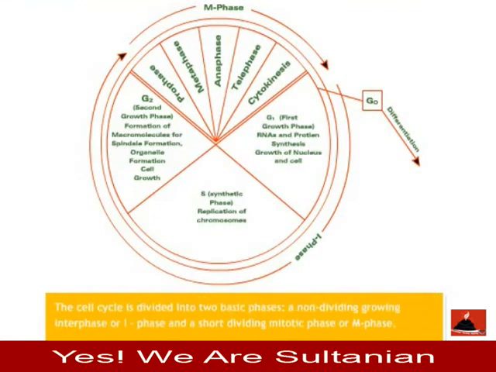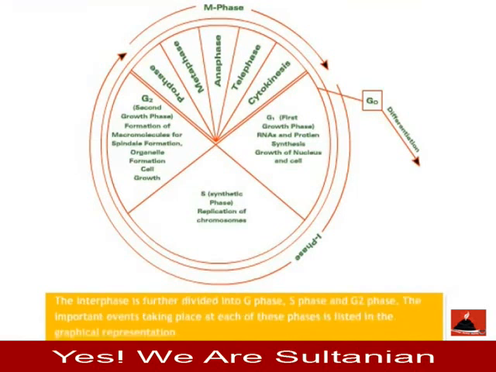The cell cycle is divided into two basic phases, a non-dividing growing interphase or I phase, and a short-dividing mitotic phase or M phase. The interphase is further divided into G1 phase, S phase, and G2 phase. The important events taking place at each of these phases are listed in the graphical representation.